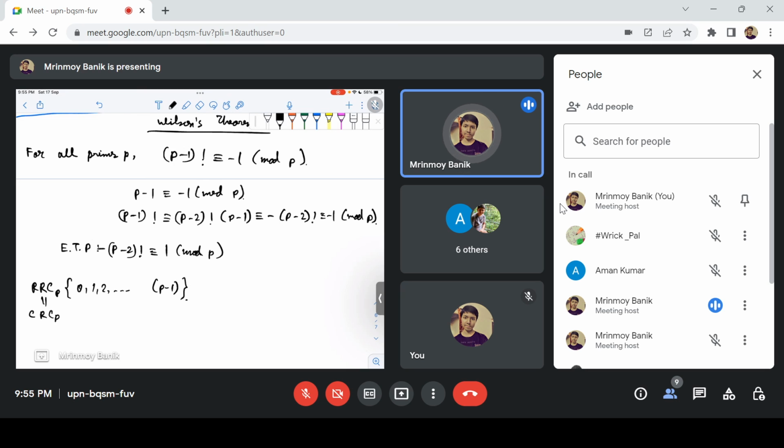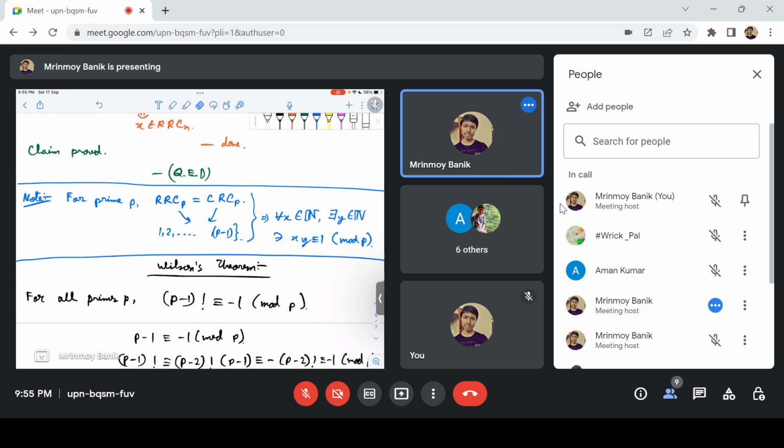Just a minute. I think I wrote 0 here. Oh, yeah, so reduced residue class and complete residue class are not exactly equal since 0 is not there. So this is wrong exactly. So I should write it on this side. So union 0, then you get the set with 0.